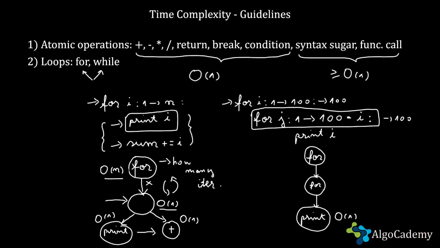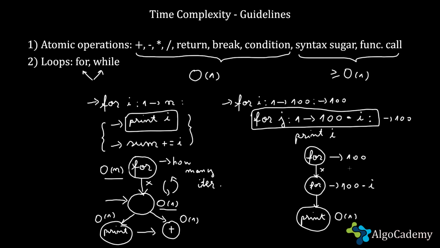This for loop, how many iterations does it do? Well, it's not 100 anymore, right? From 1 to 100 minus I, it's actually dependent on I. So it's going to be 100 minus I. And how many iterations does this for loop do? Well, this one technically does 100, right? So again, it's not like I can multiply these two together and I have my time complexity.